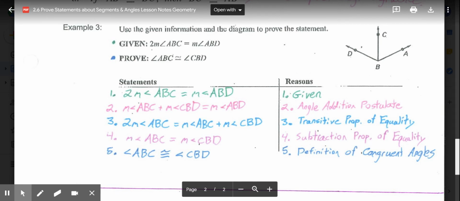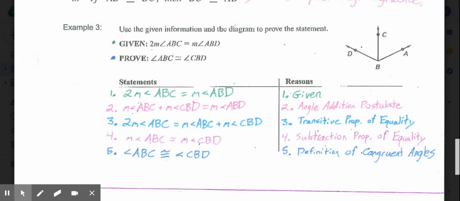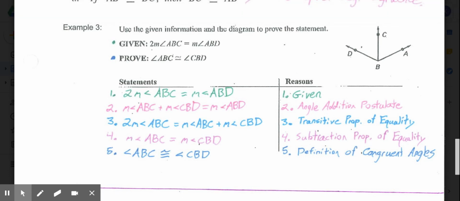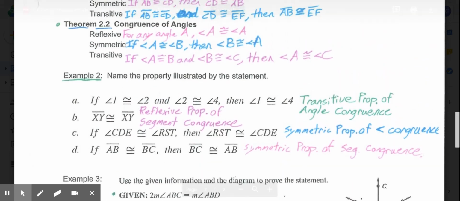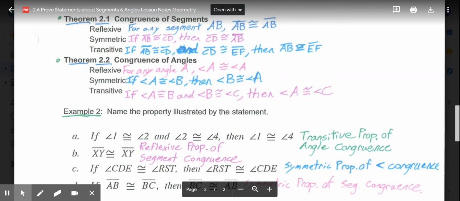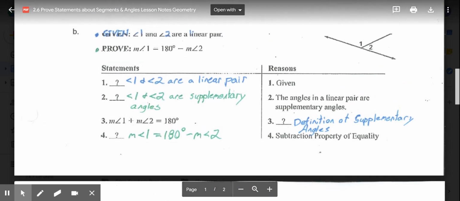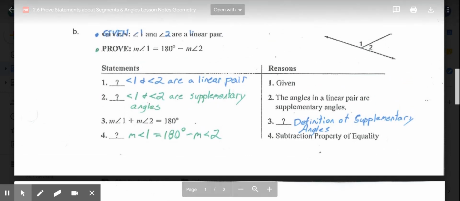So this is starting a 2-column proof from scratch, going from the given, and each step along the way using a postulate, a theorem, a definition, or a property, so that we get 1 step closer each step to our final prove statement. Now, the first times that you're working through proofs, identifying the properties isn't too bad based on the examples, but figuring out the order for statements and reasons can get a bit tricky.